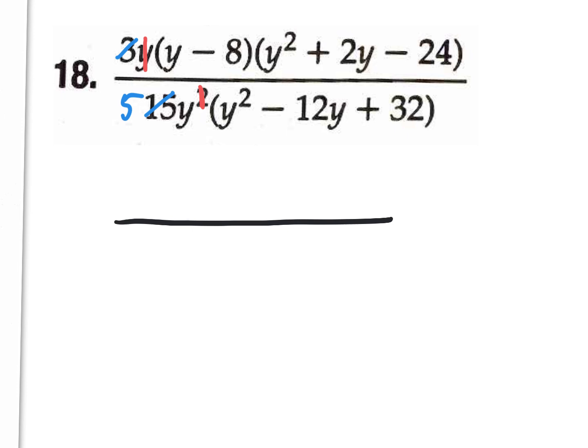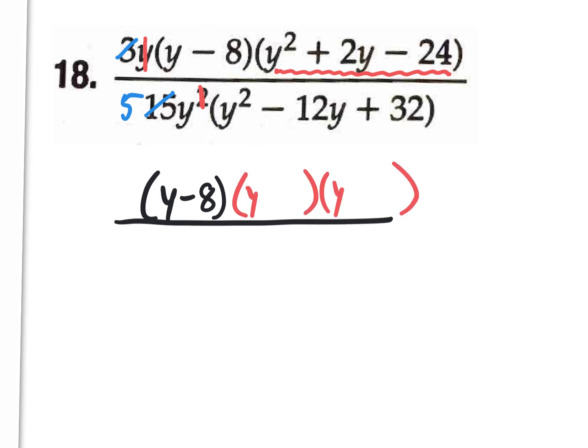But what do I have left up on top? I have the binomial y minus 8. And then I have this guy. That's a quadratic trinomial where the a value is 1. The only difference is instead of x's, I have a y. And how do we factor this before?